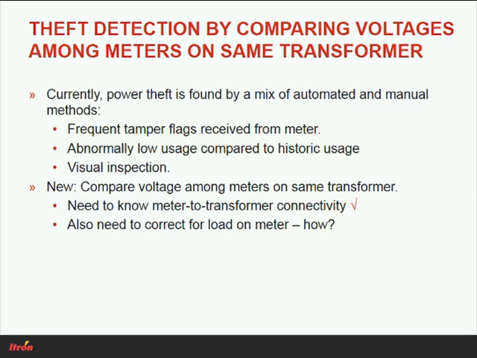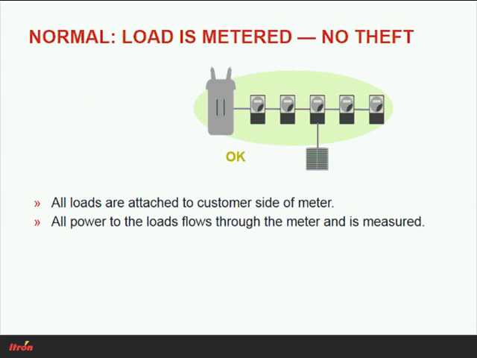So a new method that we've developed is to compare voltage among meters on the same transformer. Well, of course, you need to know which meters are on the same transformer, but we just discussed that. We can be pretty confident that starting with utility records, we can get to a very accurate meter-transformer connectivity. But we also probably need to correct for load on meter. You wouldn't really expect all meters on the same transformer to always have the same voltage. They do vary because of different loads on different meters.